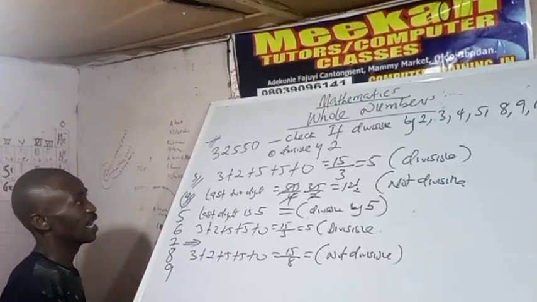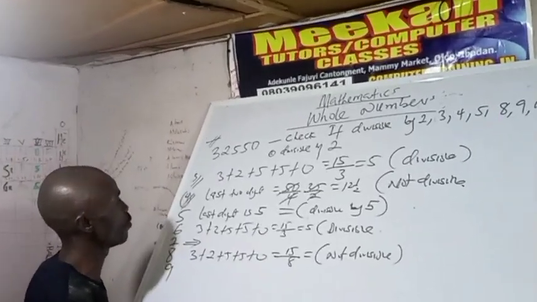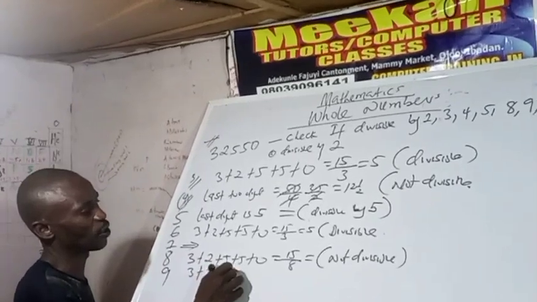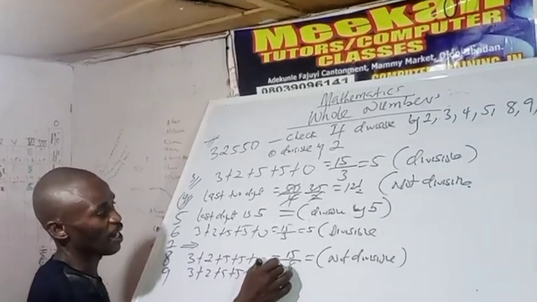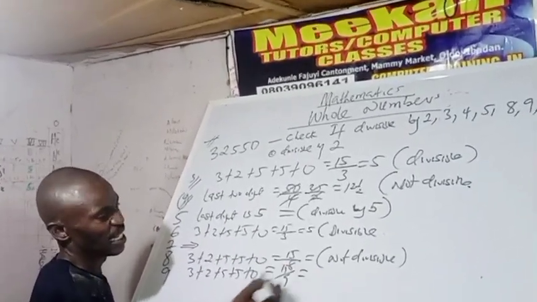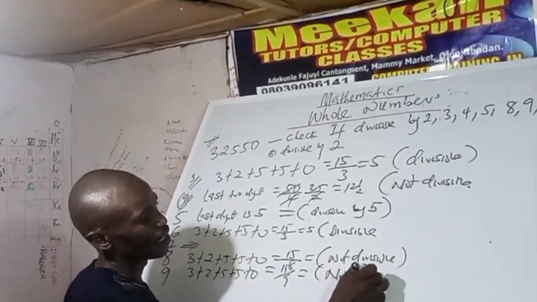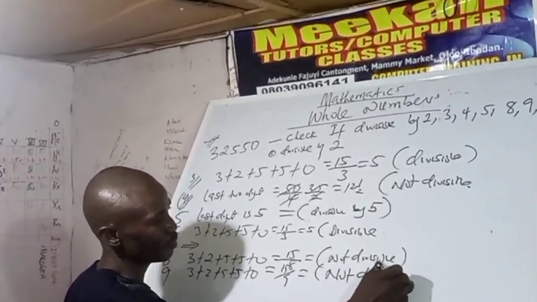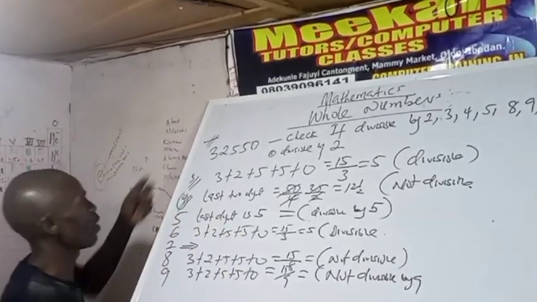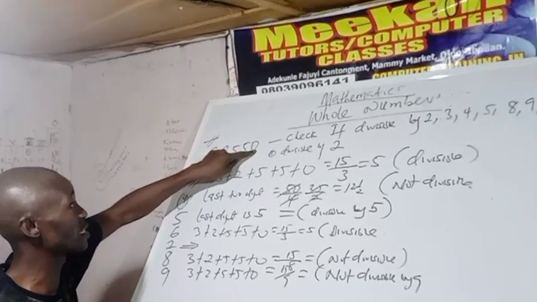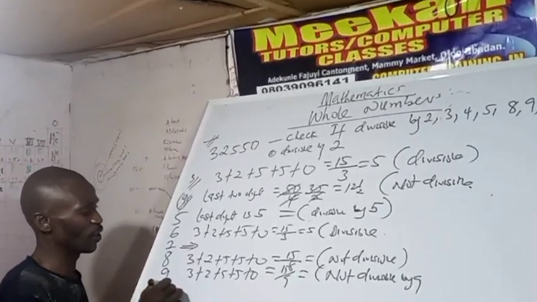Rule for 9: if the sum of the digits is divisible by 9. If I add everything, 3 plus 2 plus 5 plus 5 plus 0, that is 15 divided by 9. Give me the remainder, you say what? Not divisible by 9. Now, what about 10? If the last digit is 0, you can see the last digit here is 0. So for 10, you say divisible by 10.